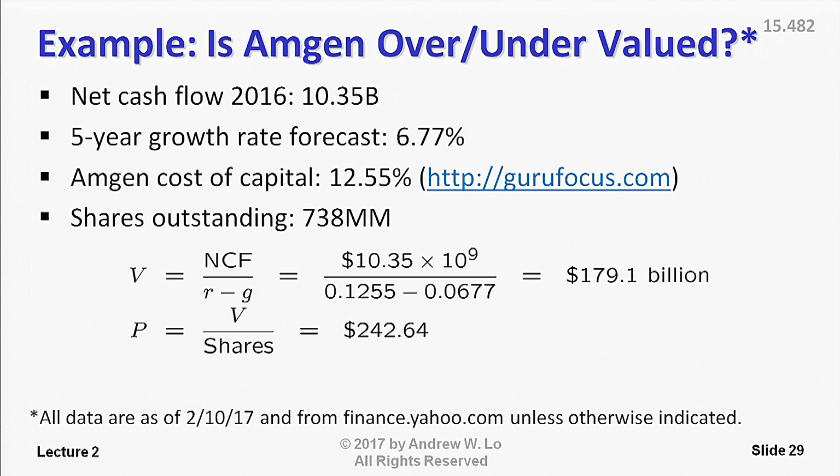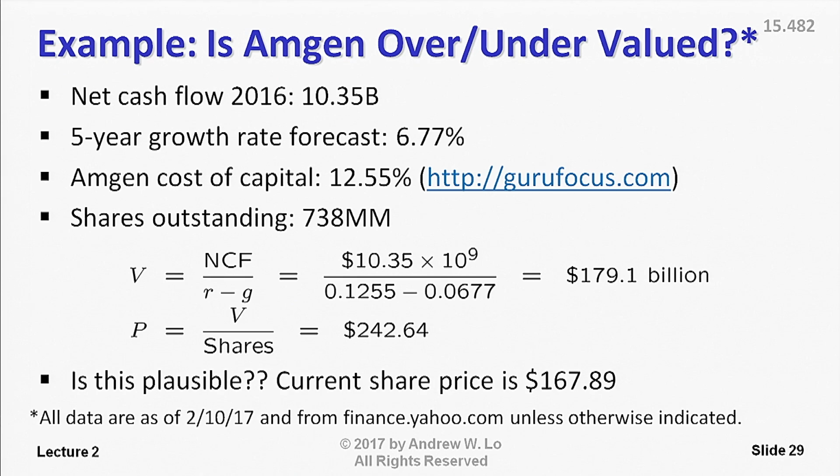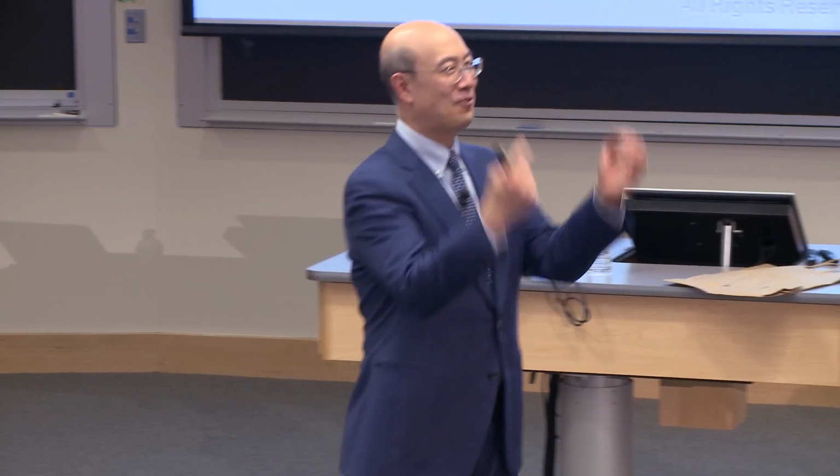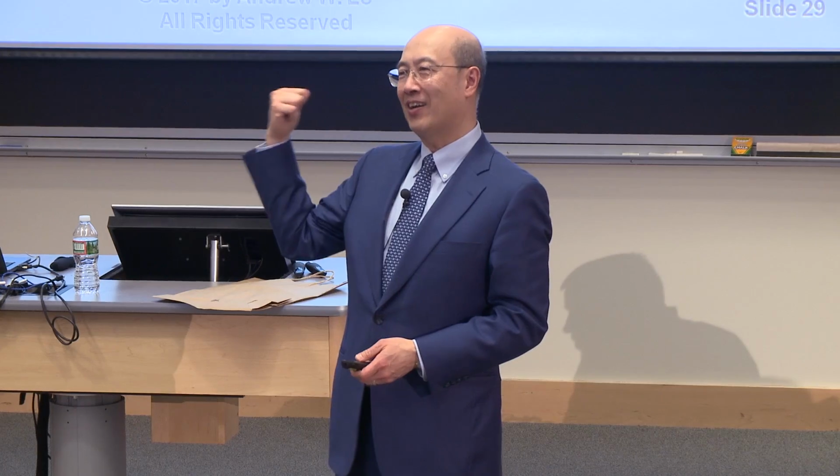If we did that calculation and just did a net present value using this growing perpetuity formula and dividing by the number of shares to calculate the per share price, we would get an estimate of Amgen that is $242.64 a share. That's what it should be worth today. What is Amgen trading at? It's trading at $167.89. So either we just discovered an incredibly undervalued asset, or we made a mistake in our calculations.